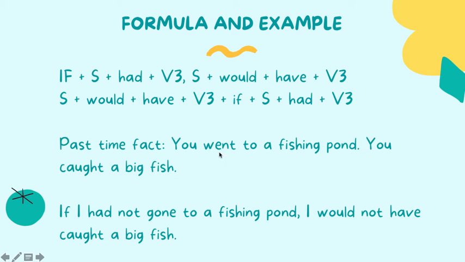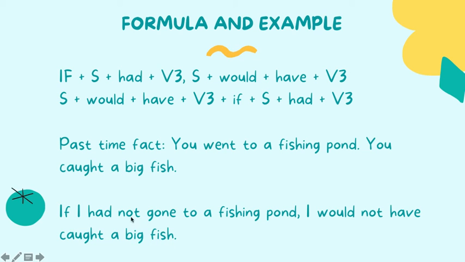Let's give you an example. So the past time fact is that you went to a fishing pond and you caught a fish, a big fish, right? At that time, a year ago maybe, you went to a fishing pond and then you caught a big fish. Now you are trying to make imagination. You try to make a contrary condition. So because this sentence is positive, we are going to make it negative to oppose the position. If I had not gone to a fishing pond, I would not have caught a fish, right?